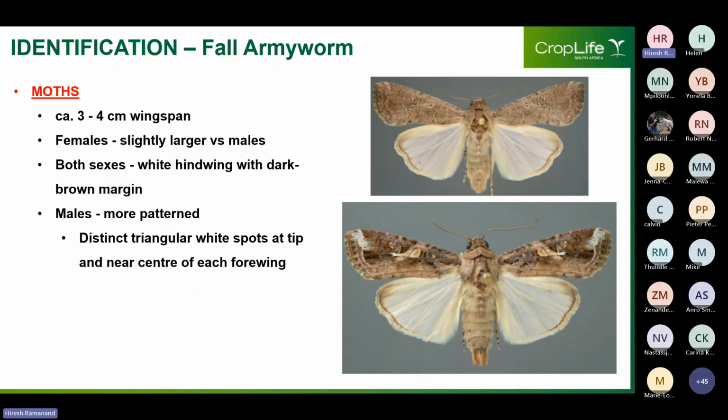Male moths are more patterned and have distinct triangular white spots at the tip, but also at the center of each forewing. That's really what's used morphologically to differentiate between male and female fall armyworm moths.